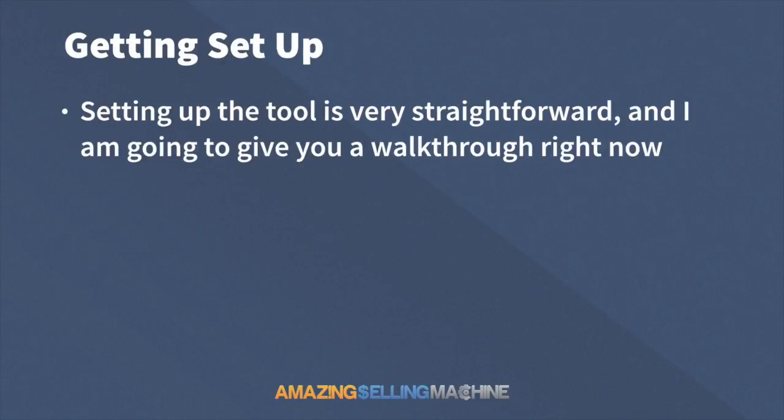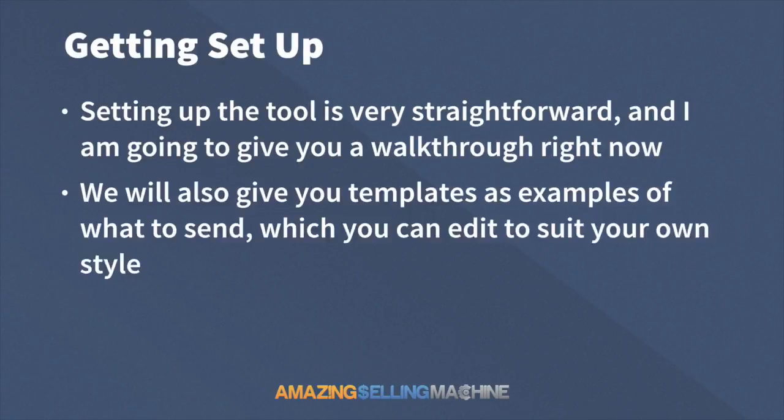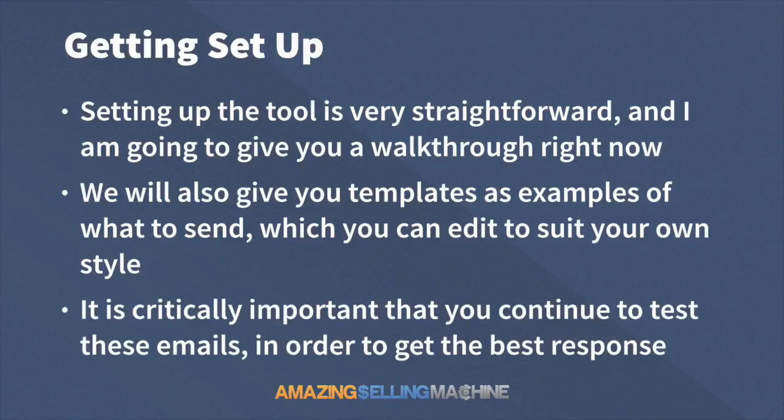Now, setting up the tool is very straightforward, and I'm going to give you a walkthrough right now. In the next lesson, we will also give you templates as examples of what to send, which you can edit to suit your own style. It is critically important that you continue to test these emails in order to get the best response. But don't worry, in the next lesson, we are going to discuss the different types of email campaigns you can use. But for now, let's go log into amazing.com and set up the ActiveLoop tool.